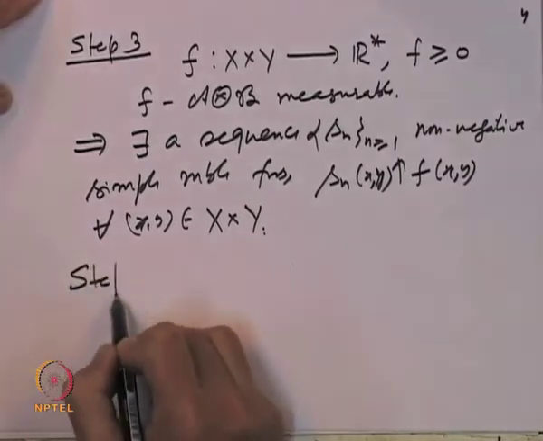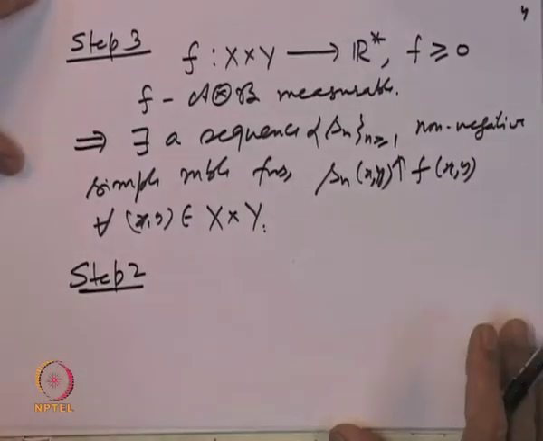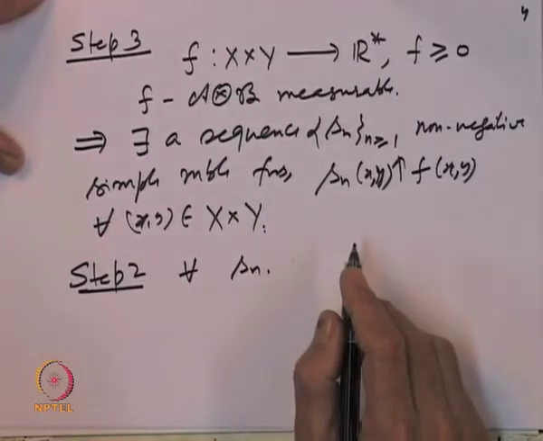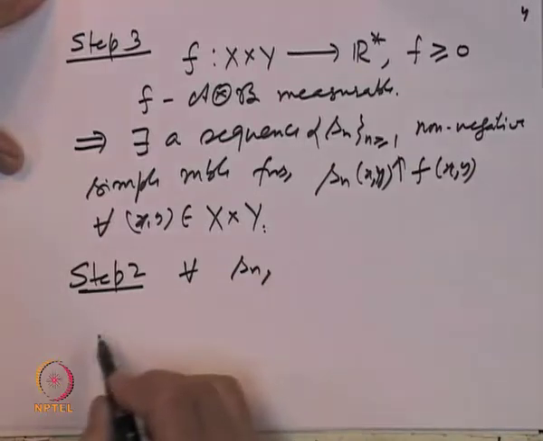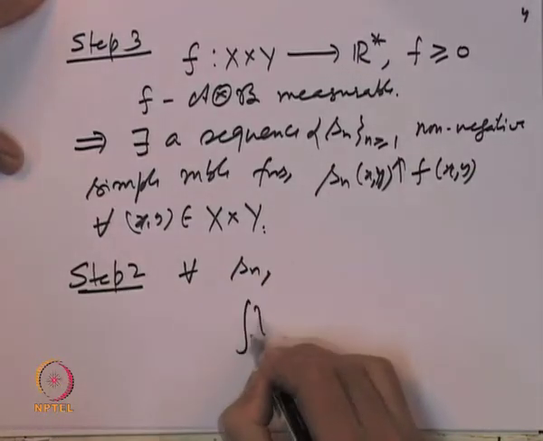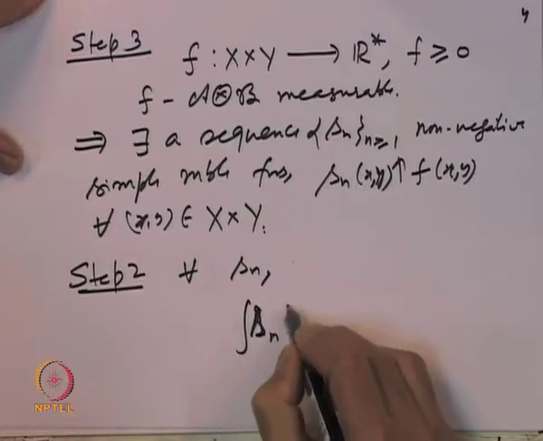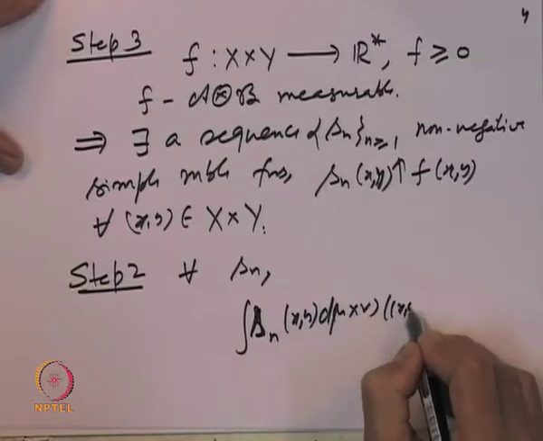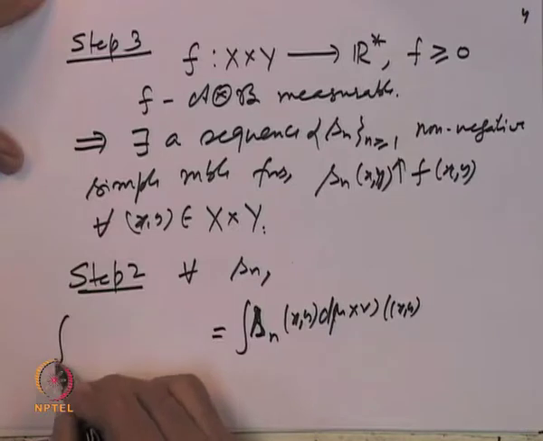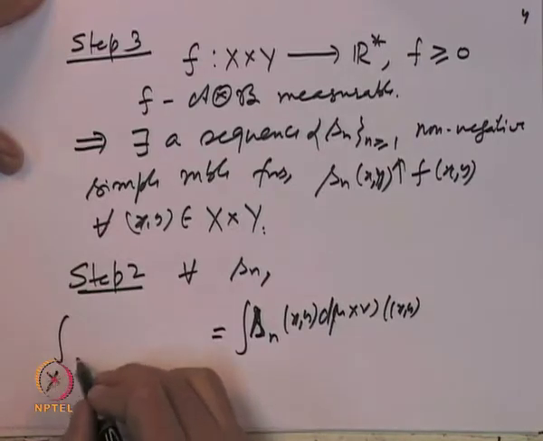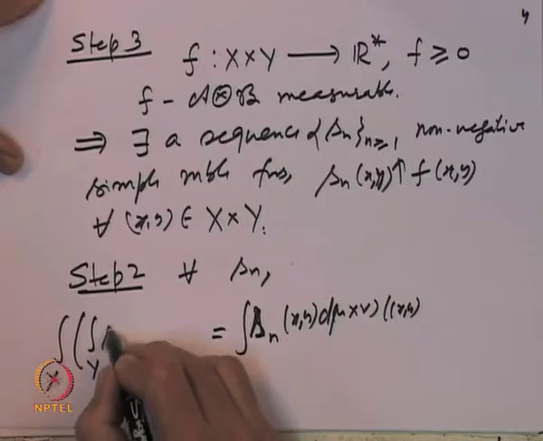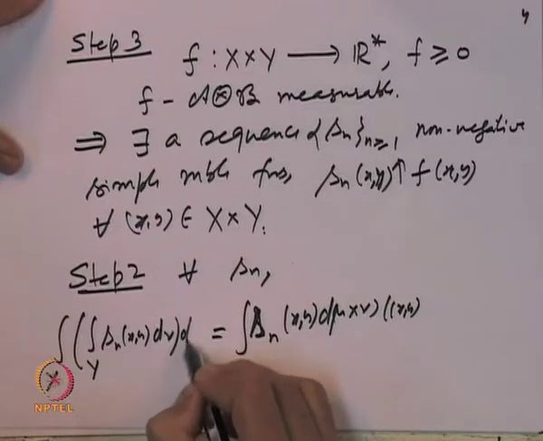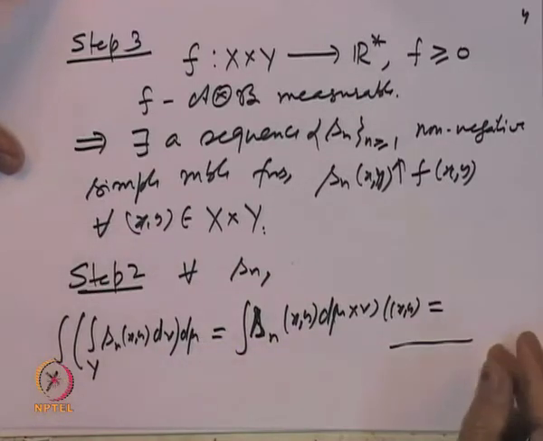Now, by step 2, we know that for every s_n the corresponding result holds. So, what does that mean? That means, for every s_n, the integral of the non-negative function s_n(x, y) d(mu cross nu)(x, y) is equal to the iterated integral. So, let us write, for example, integral over x, integral over y, s_n(x, y) d nu d mu, and similarly the other iterated integral.